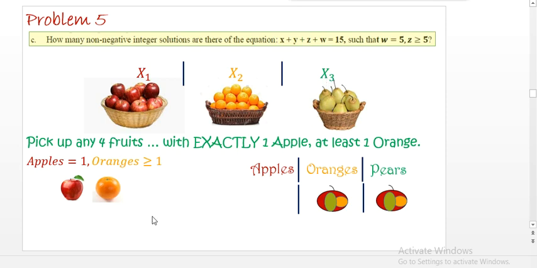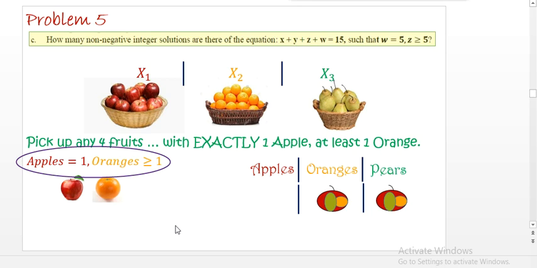We have to pick 4 fruits with the condition that apples should be equal to 1, exactly 1, and oranges should be greater than or equal to 1. For apples we don't have any choice. I have to pick one and only one. Apples equal 1. It's equality. I cannot take less than 1 apple, and I cannot take more than 1. So we have found the exact value of apple.